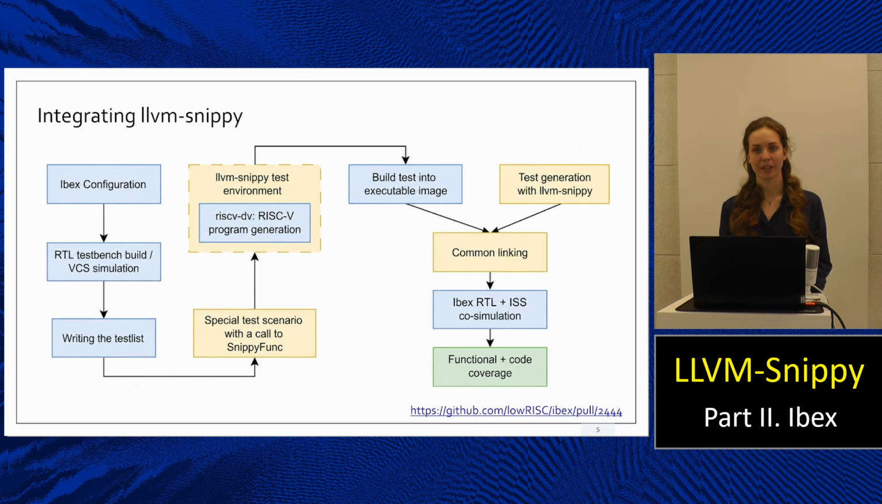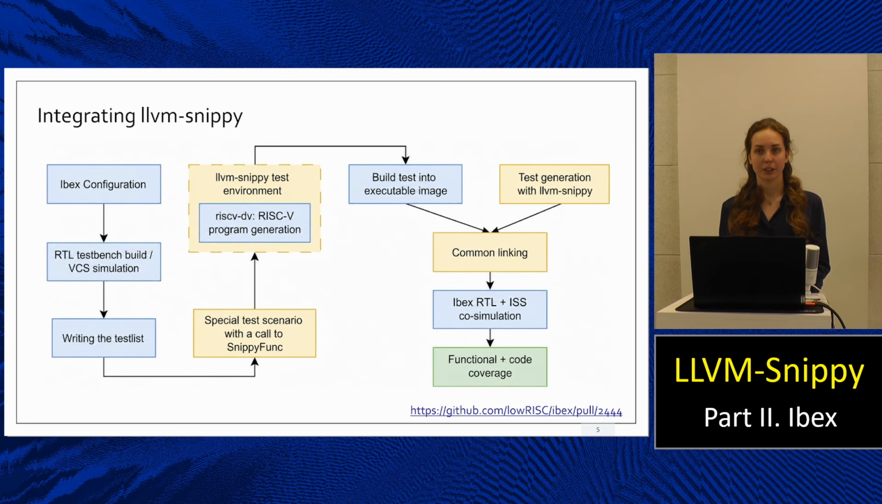Now that the baseline is clear, the next question is, how do we carefully add a new source of tests to the existing infrastructure without breaking the whole flow? The idea here is quite practical. We don't want to rewrite the Ibex environment from scratch. We already have a test bench, an RTL build, a co-simulation run, and coverage collection. So it is logical to replace only the source of the test program and leave the rest of the infrastructure in place.